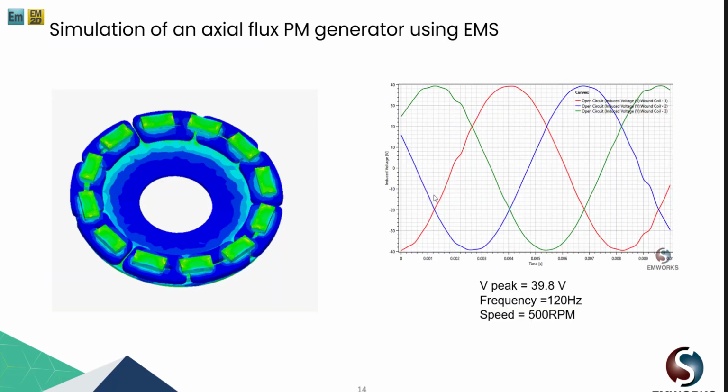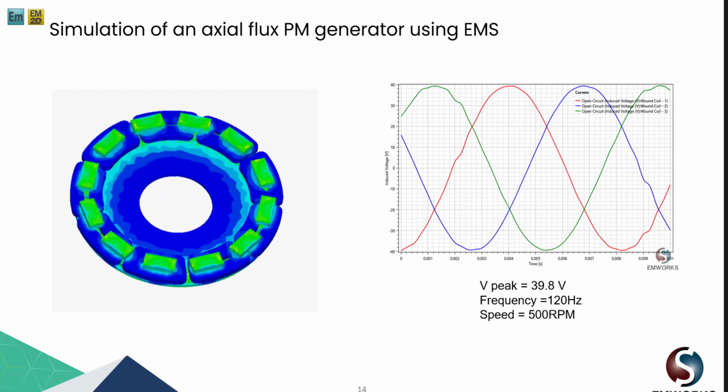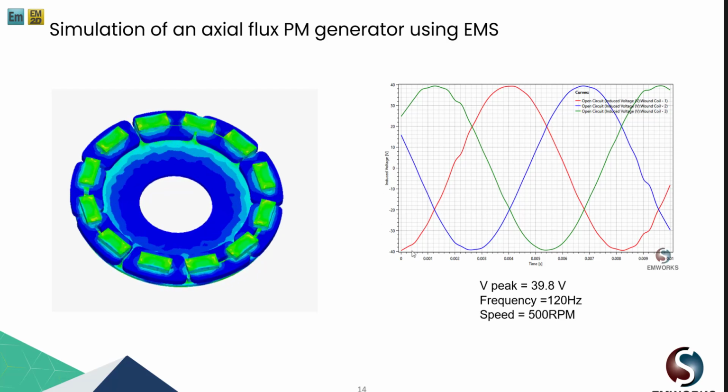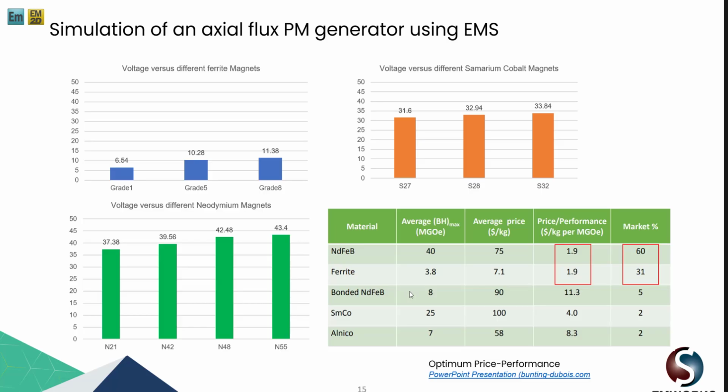These are some results again of the EMS. As you can see, as it rotates, it's showing the induced voltage. These are some results obtaining EMS. Let's look at the first one. This one, the induced voltage, back EMF, versus grade for ferrite magnets. And then this for neodymium magnets, and this one for samarium magnets.